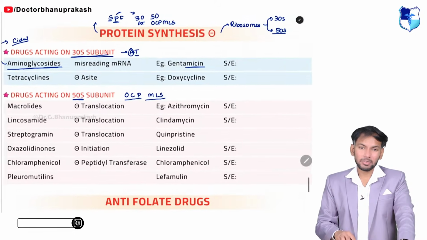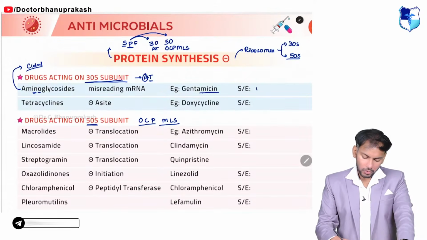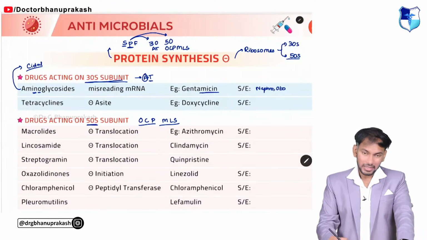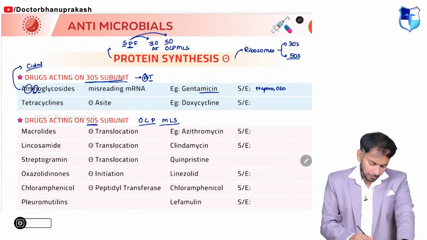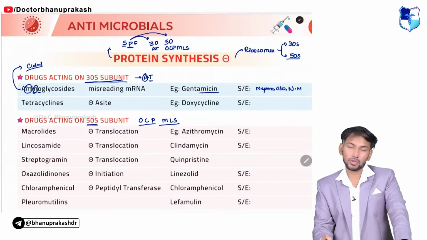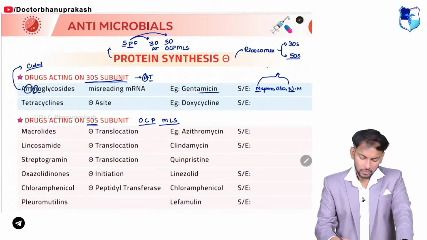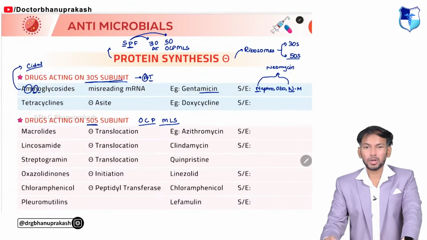aminoglycosides. What are the side effects of this? You see here carefully, again it is given in the name, amino: N and O. It will cause nephrotoxicity, it will cause ototoxicity, and N and M, it will cause neuromuscular toxicity. Maximum nephro and neuromuscular toxicity is caused by neomycin. It is given in the name itself, neomycin, N for N. So this is about aminoglycosides.